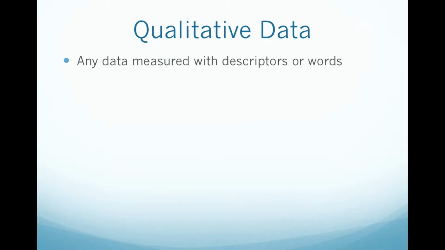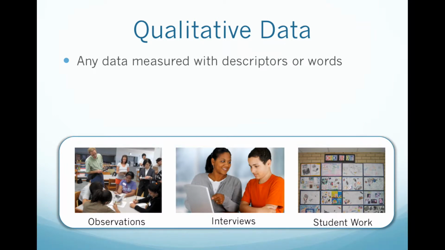Qualitative data is any data that's measured with descriptors or words. When we collect qualitative data, we're using observations of our students, interviews, and student work. Qualitative deals with qualities, which is why I want to go back to the idea of student work.